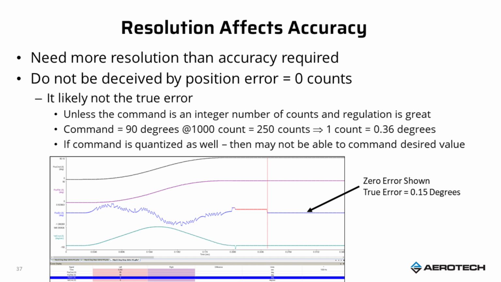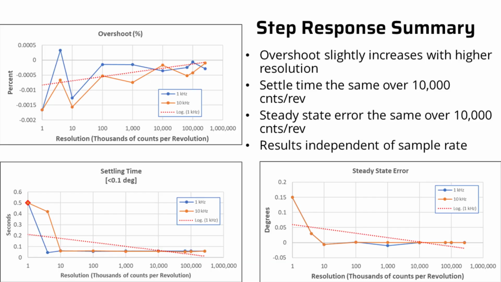Here I did a 90-degree move, and you have to be careful not to be deceived. My position error plot shows 0 error, but I tried to move it 90.15 degrees, and I show 0 error because I settled at 90 degrees, but I don't know that there's some offset from what I truly wanted. So the real error here is 0.15 degrees, even though what I look at in the scope is 0 degrees of error.